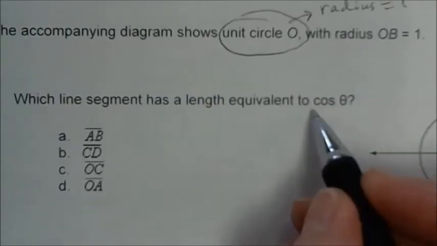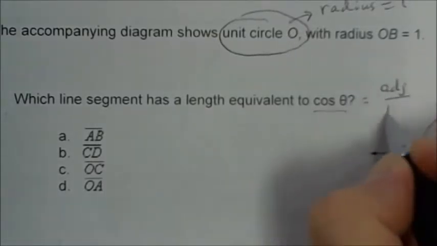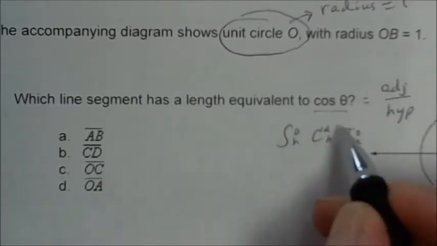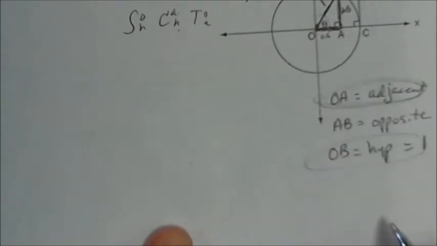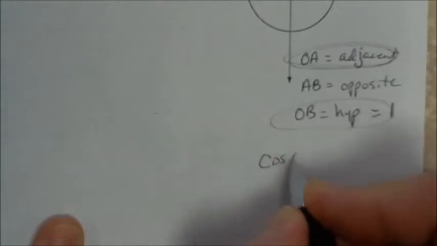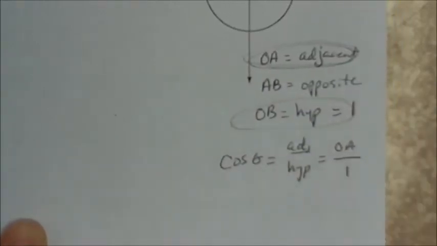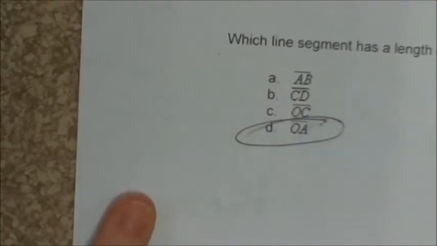So what they want to know is, what is the cosine of theta? Well, the cosine of theta is equal to adjacent over hypotenuse, says SOHCAHTOA. So we want the adjacent, which is OA, divided by the hypotenuse, which is OB. So the cosine of theta, adjacent over hypotenuse, is equal to OA over 1. OA over 1 is OA. I guess I'll put a line over the top of it. So the answer would be letter D.